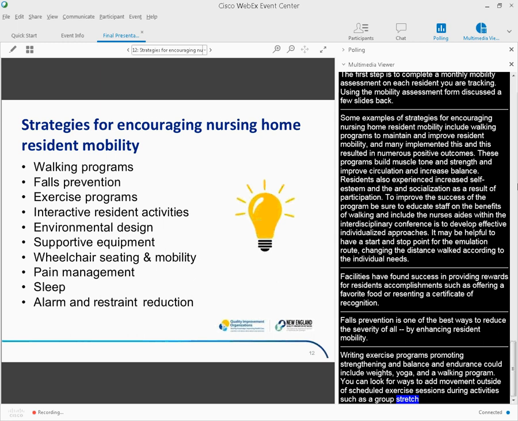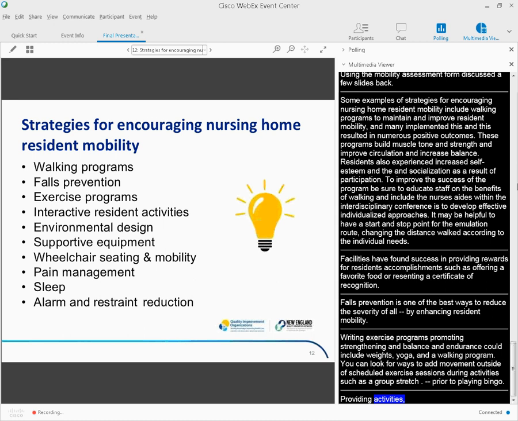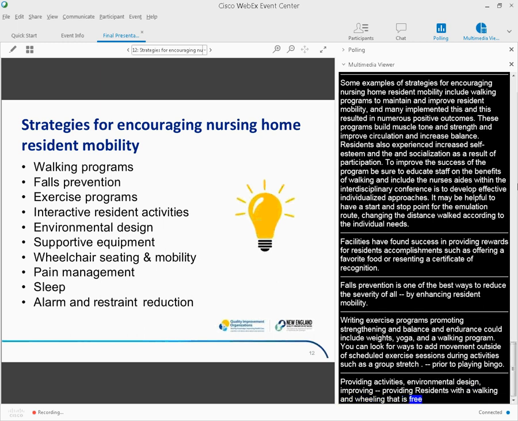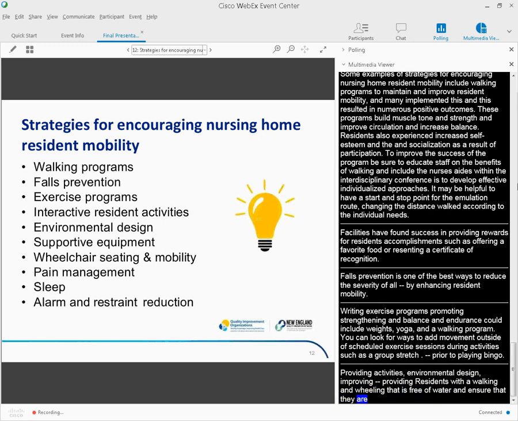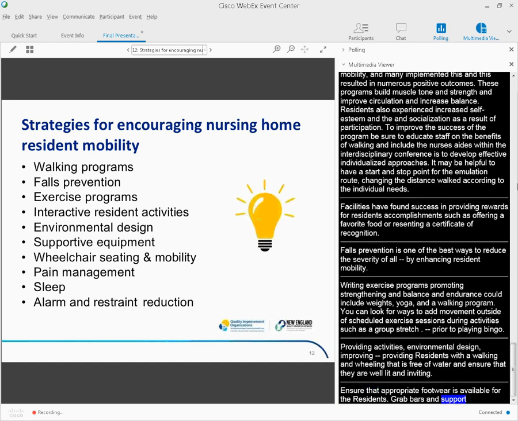Providing interactive resident activities, environmental design, providing residents with a space for walking or wheeling that is free from clutter and ensure these spaces are well lit and inviting. Supportive equipment, you would want to ensure that appropriate footwear is available for residents. Grab bars and supportive devices should be in place and well maintained, ensuring furniture is of the appropriate height.